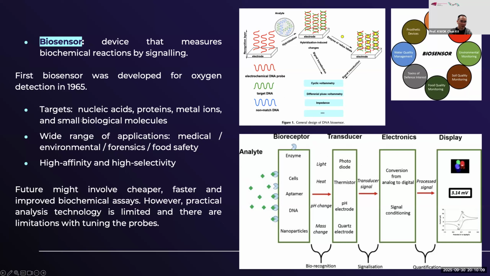Again, as mentioned before, the target can be nucleic acid, protein, metal ion, or small molecule. So you can imagine a very wide range of applications, for example, medical, environmental, forensic, and safety. It has very high affinity and high selectivity, and the future might involve cheaper, faster, and improved biochemical assays. However, practical analysis technology is limited, and there are limitations with tuning the probe as well. So this, again, is an active research area to improve how we can use DNA to build biosensors.